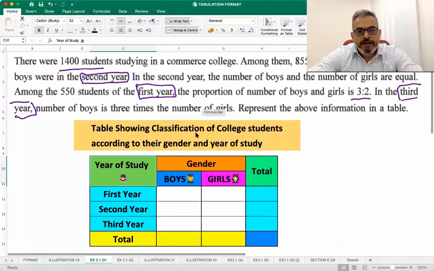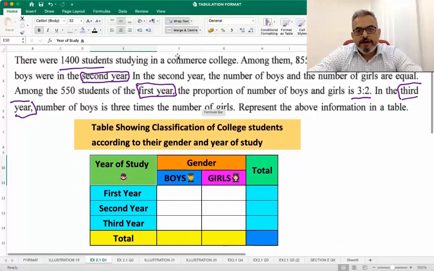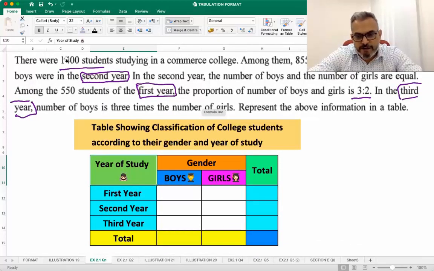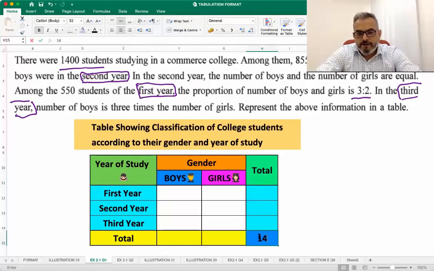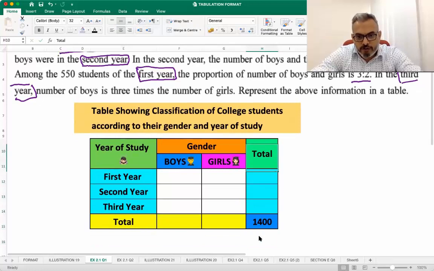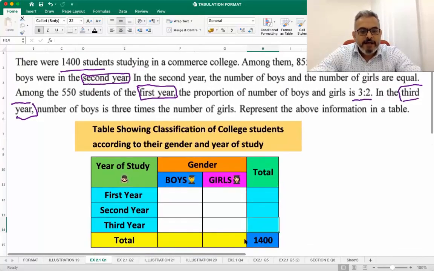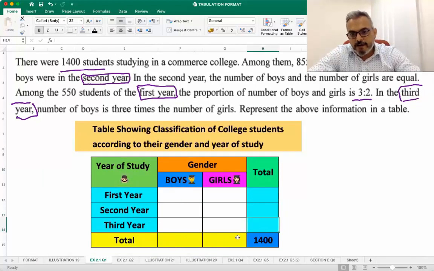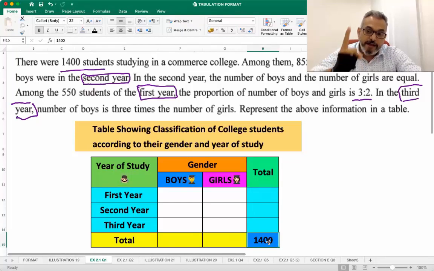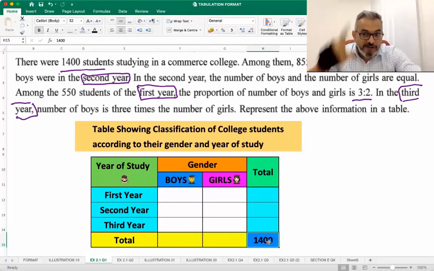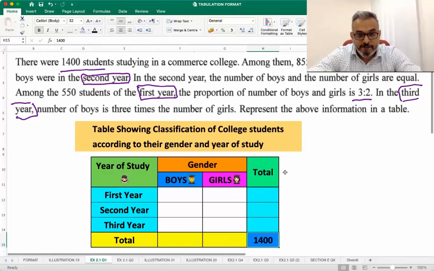There are 1400 students in a commerce college. So this number 1400. So total student is given. So 1400 we write over here. So total student FY, SY, TY together 1400 and boys and girls also together 1400. So we write over here, and that's why, my dear students, total is very important. Don't forget this total column at both the ends.